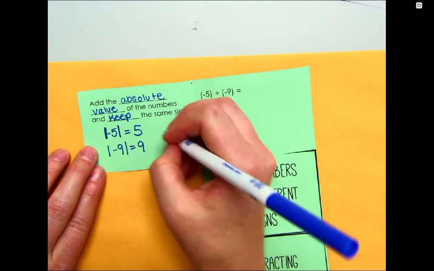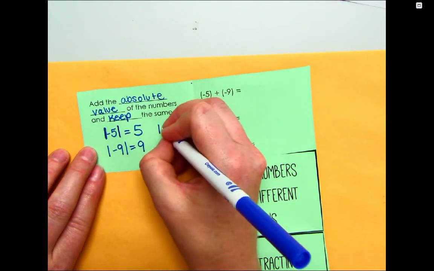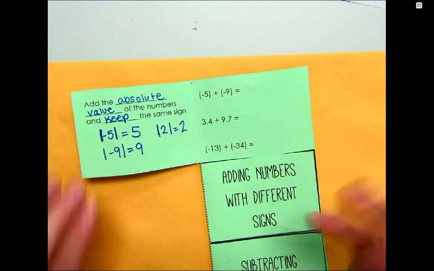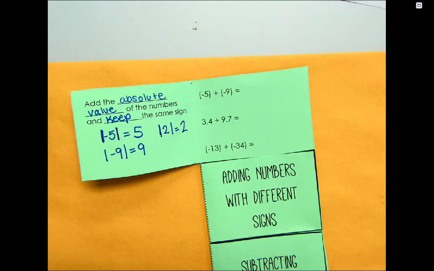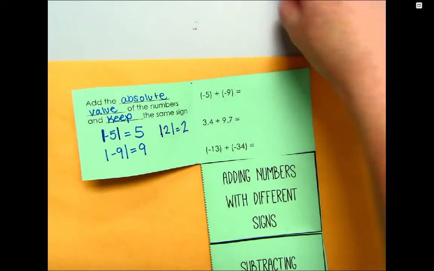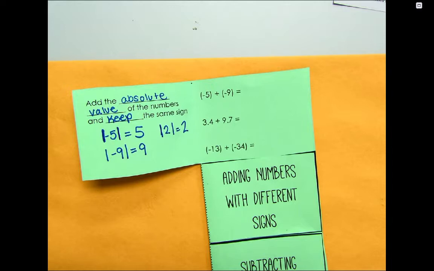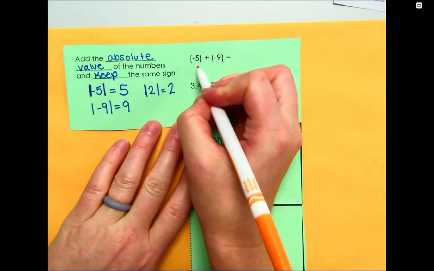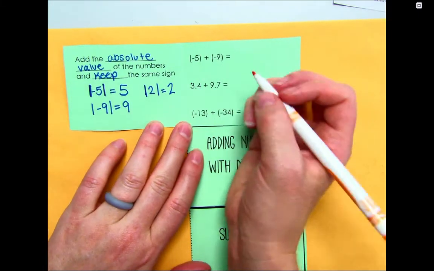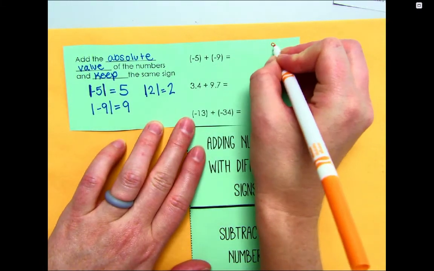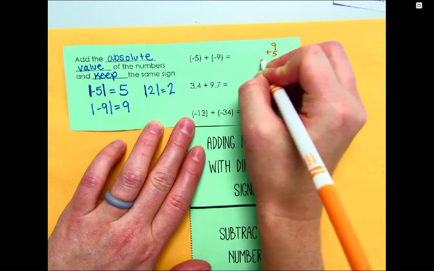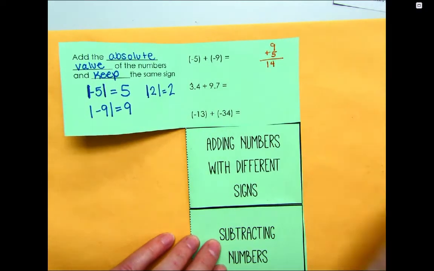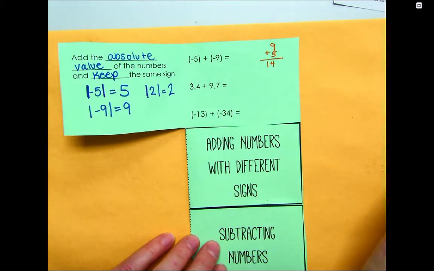If you have a positive number, absolute value of 2 is just going to equal 2. It's just going to continue to be positive. So we are just going to add the absolute value of the number and keep the same sign. So we have -5 plus -9. So that means I'm just going to add 9 plus 5. And that equals 14. So I add the numbers and keep the same sign.